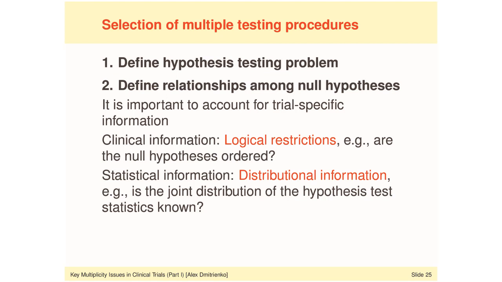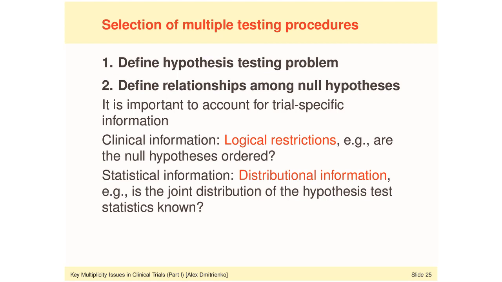In this section, section B3, we will go over the process, the ideas behind selection of multiple testing procedures. This will be a general set of guidelines that will help us answer the question that we face every day. We encounter a clinical trial with multiple objectives. The question is, we know we need to control the family-wise error rate in the strong sense. It's a regulatory requirement. But which multiple testing procedure should we use?